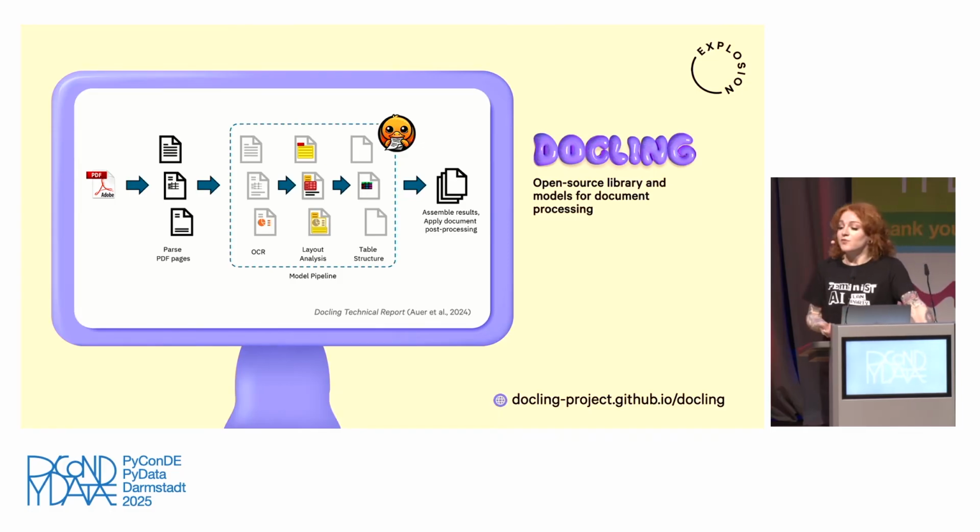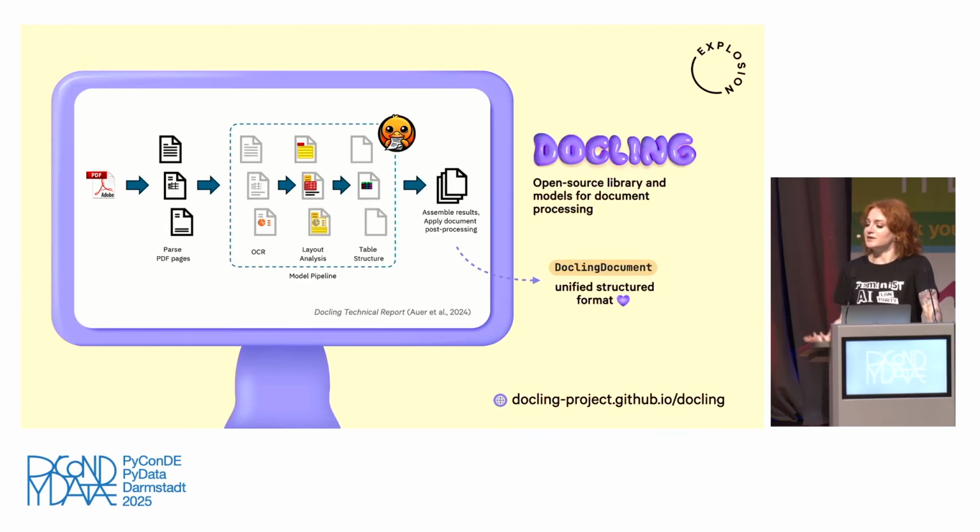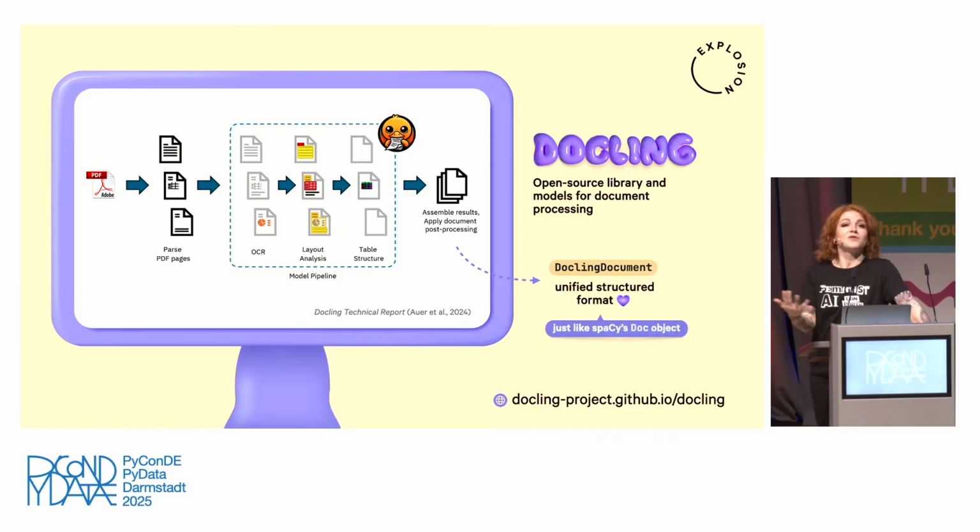You might have worked with it before. It's developed by a team at IBM, and it's an open source library, and also includes their own models for document processing. What initially really attracted me to Docling was that it uses one unified structured format, the Docling document. I think one reason I liked this as well was that it really reminded me of something we had built for spaCy, which is the spaCy Doc object.